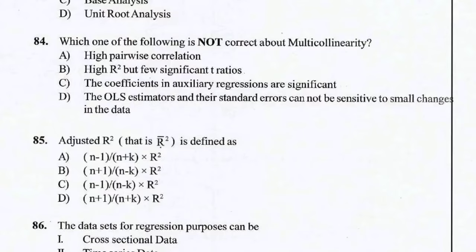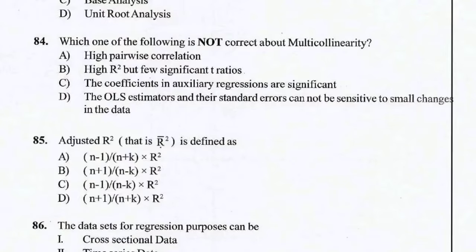Then we have, which one of the following is not correct about multicollinearity? There is high pairwise correlation, yes. High R square but few significant t ratios, that's also correct. The coefficients in auxiliary regressions are significant, yes. The OLS estimators and their standard errors cannot be sensitive to small changes in the data. Yes, they are sensitive, so "not" should not be present here. So the correct option should be D here.